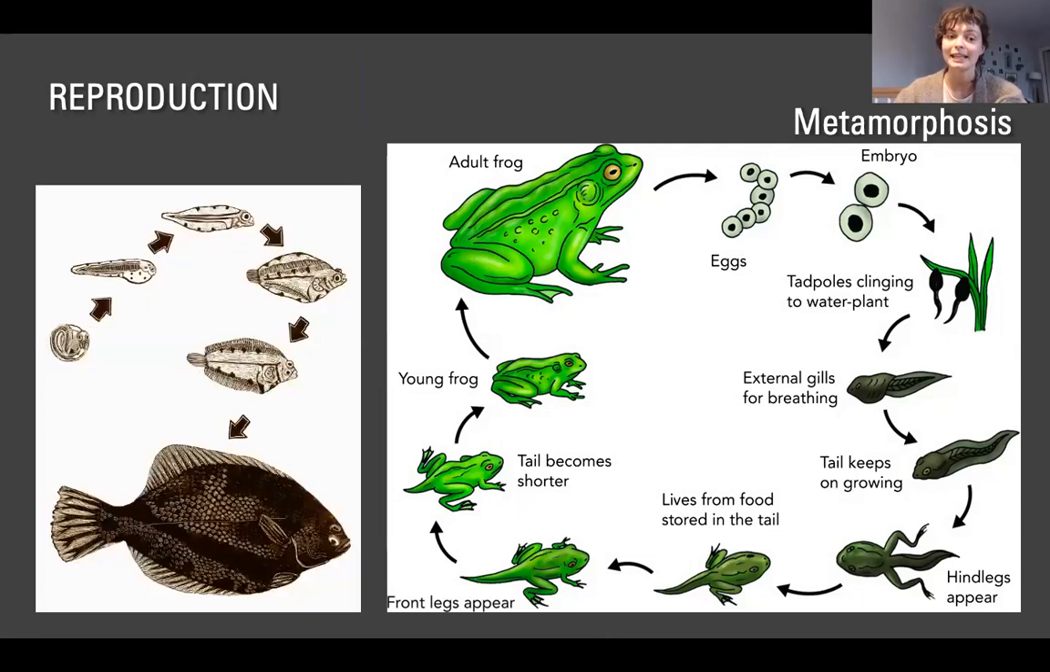This is just what happens in fish as well. But then in reptiles and birds and mammals, we don't go through this metamorphosis anymore. So the development is all inside either the egg or the body of the mother, and they come out very similar to how they will be when they are adults. They just need to get bigger.